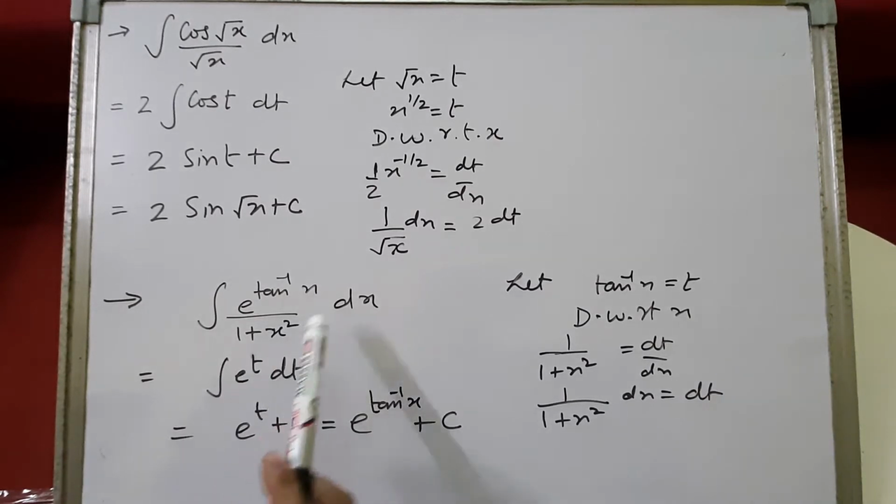That means the denominator with dx will become dt and this will become e to the power t. Integration of e to the power x dx is e to the power x. So integration of e to the power t dt, with respect to t, will be e to the power t plus c. Substitute the value of t, and we'll get the answer.